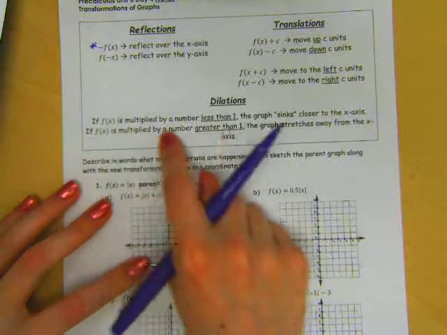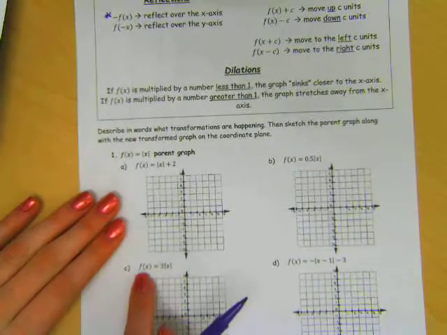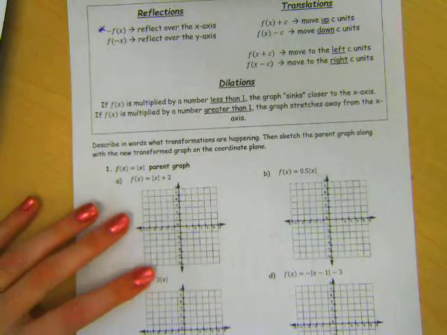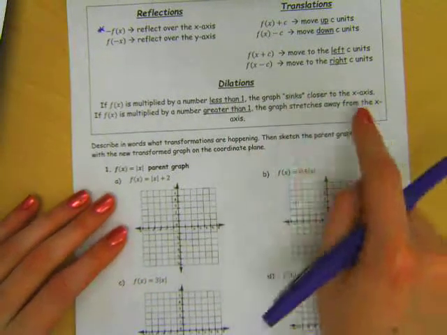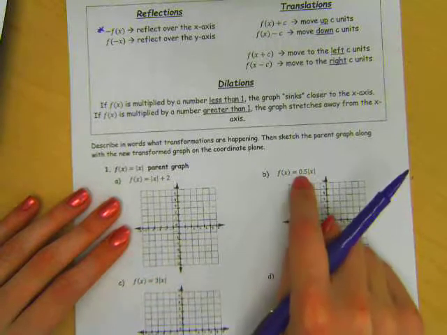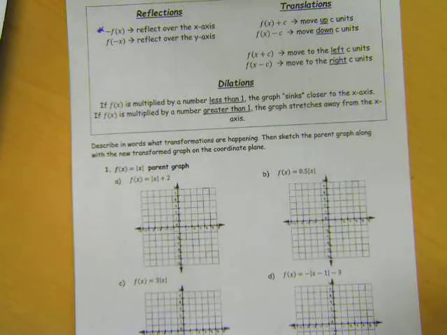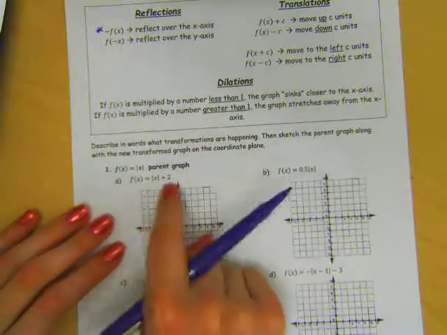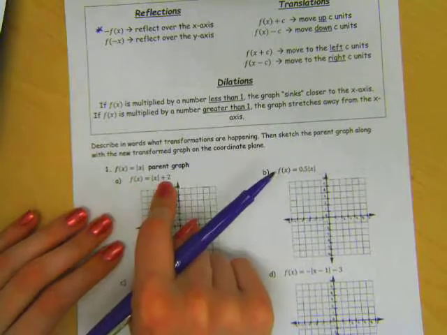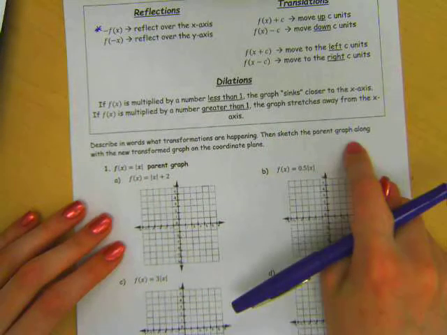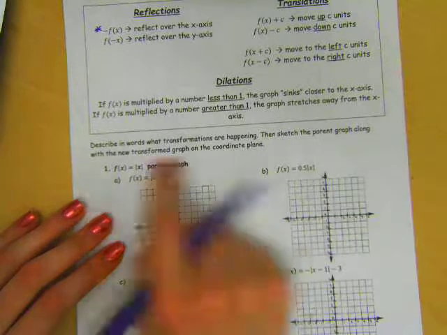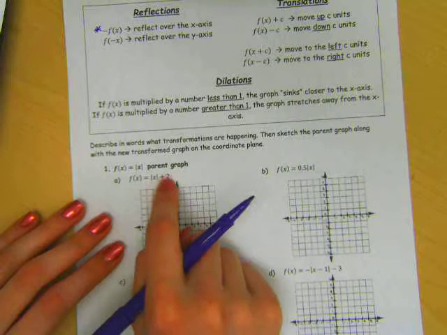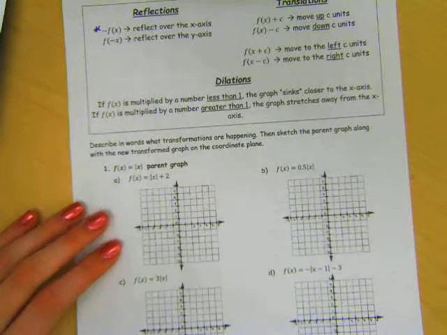If you're multiplying by a number greater than 1, like we'll be doing in C, multiplying by 3, the graph is going to stretch away from the x-axis. And it's always going to stretch or sink at the rate of the coefficient out front. And again, I'll show you what that looks like. So first off, we want to maybe describe in words what transformations are happening based on the function. Then we want to sketch in the parent graph. I'll do that in a dotted line. And then you want your final answer to be the new transformed graph based on the reflections, translations, and dilations that we're going to see.